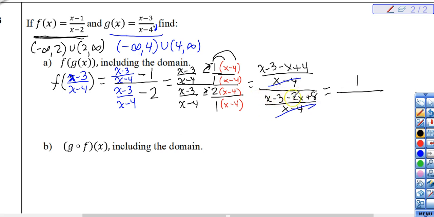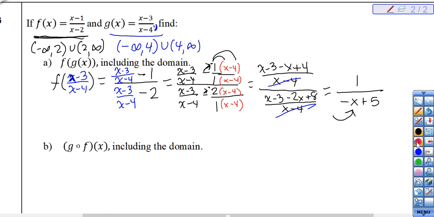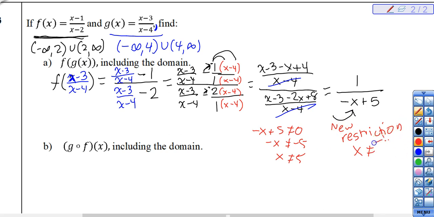And then in my denominator down here, add your x's together. Negative x. Negative 3 plus 8. Positive 5. Alert. What's that? New restriction. We know x cannot equal... well, if you have to do the math, do the math. Negative x plus 5 cannot equal 0, so negative x cannot equal negative 5, so x cannot equal 5. If you got to do the math, do the math. Certainly not going to kill you to take 5 seconds to do that.